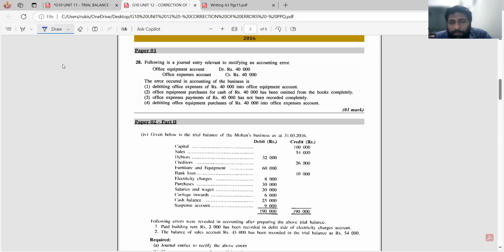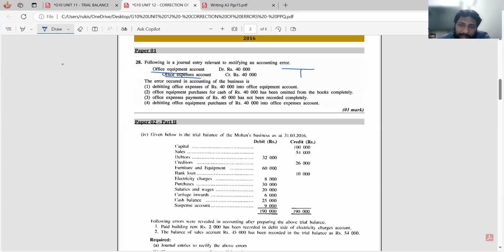Okay. So let's do the 2016, then we'll move to the 2017. Following is a journal entry relevant to rectifying an error. So in order to correct an error only, they have posted this entry. They are asking what can be the error. So what's the entry they have posted? Debited the office equipment account, credited the office expense account.